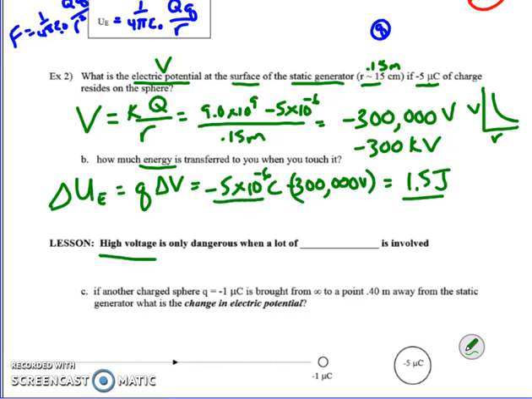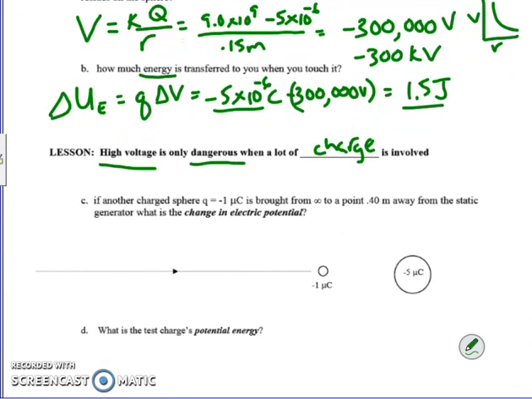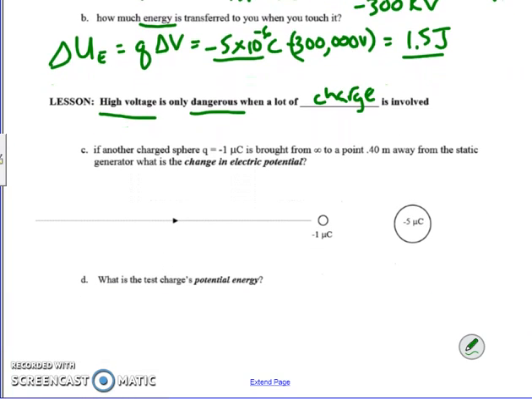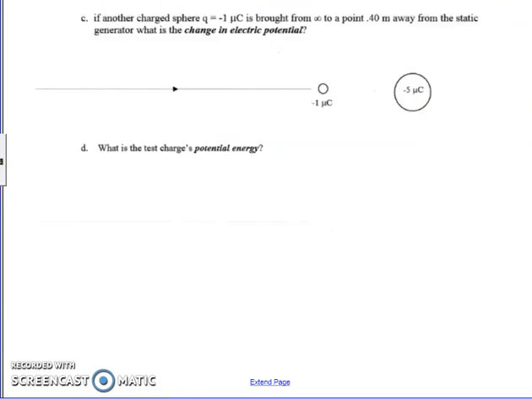So the lesson: high voltage is only dangerous when a lot of charge is involved. And that's not the case with static generators. Okay, with wires in your home, there's essentially an infinite amount of charge that can be there. So that can be really dangerous. All right, now let's take this a little bit more detailed.